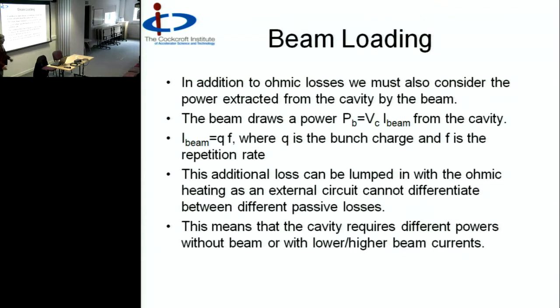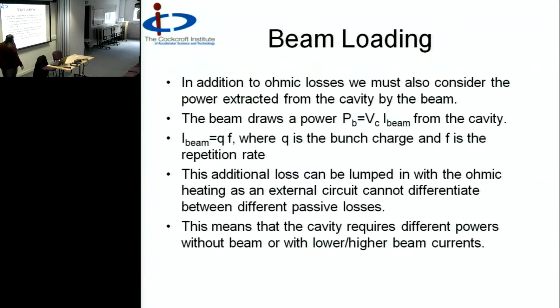Now, what we care about is, because we are at the coupler end, we have some diagnostics on the line between the klystron and the cavity. We can measure reflected and transmitted power at the interface between the cavity and the klystron. So we can tell what's happening at that point. We cannot tell what's happening at any other point in the system. We haven't got diagnostics in the cavity. We have only got diagnostics on couplers.